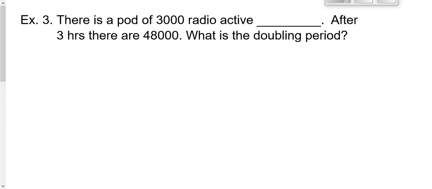Next question. There is a sample of 3000 radioactive blank. Well, I don't know what you want to put down, be creative. But anyway, if you want, put down chain here, radioactive chain. Alright, after 3 hours, there are 48,000. What is the doubling period? So, this is the buzzword.